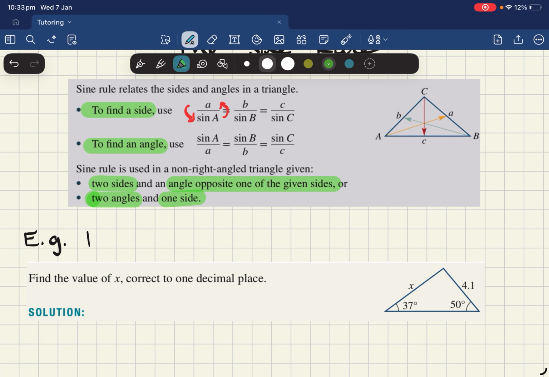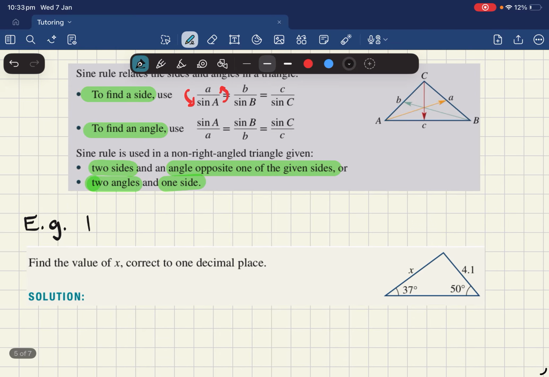Now, for example 1, I'm going to have a go at applying one of my two formulas. Here, I'm looking for the value of x, which is a side. So I'm going to use my formula on the top. Now, I'm just going to rewrite it here. I also urge you to write these as you're practicing, because it's going to help you remember the formula. The more times you write it, the more it's going to retain in your memory.